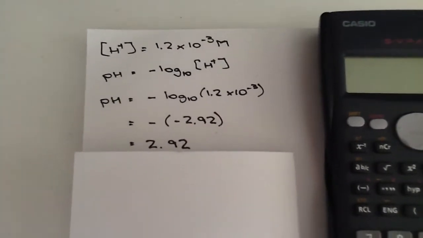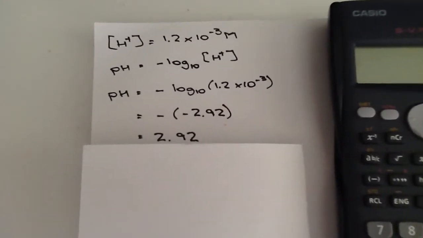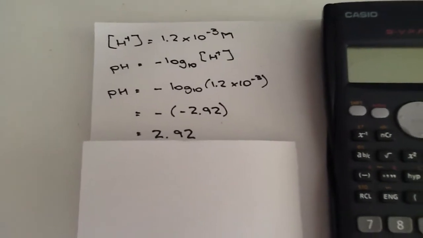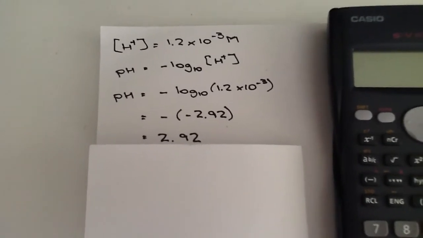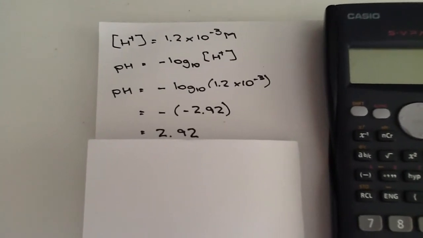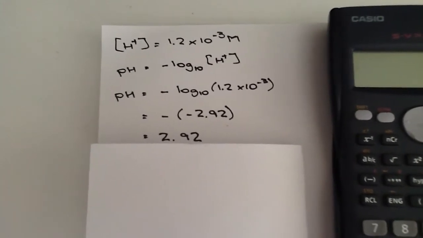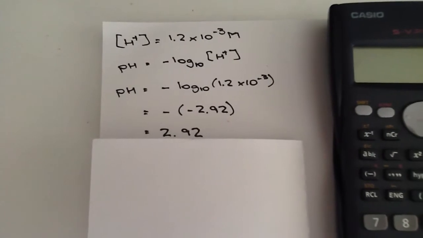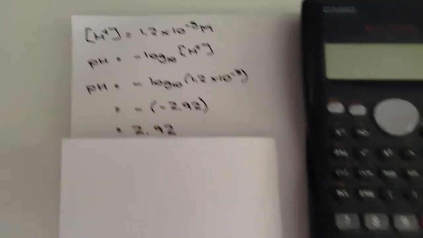In the previous video, we used the calculator to calculate the pH of a particular hydronium concentration. In the example, we used a hydronium concentration of 1.2 times 10 to the minus 3 molar. And the answer we obtained for the pH was 2.92.